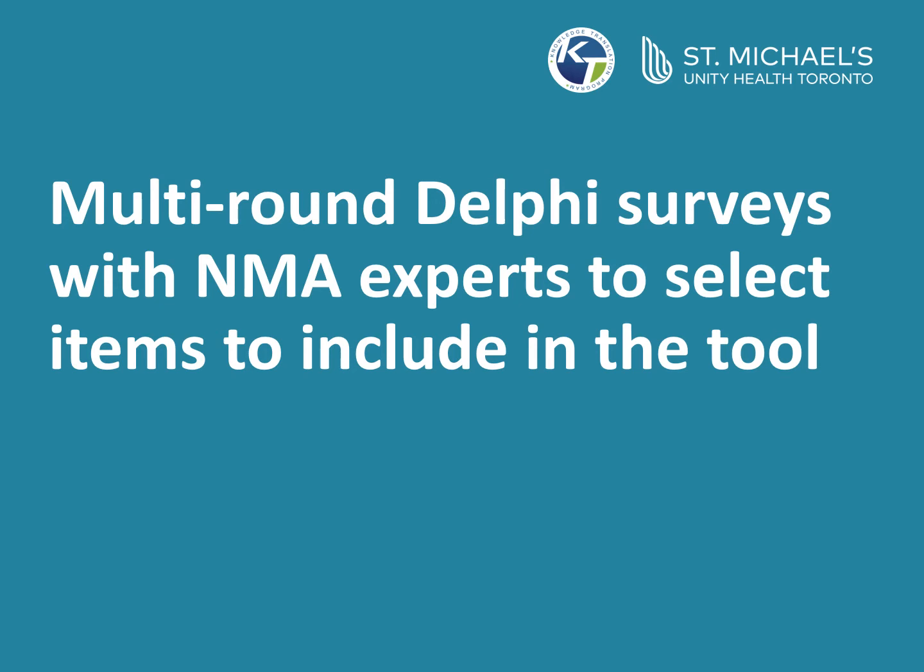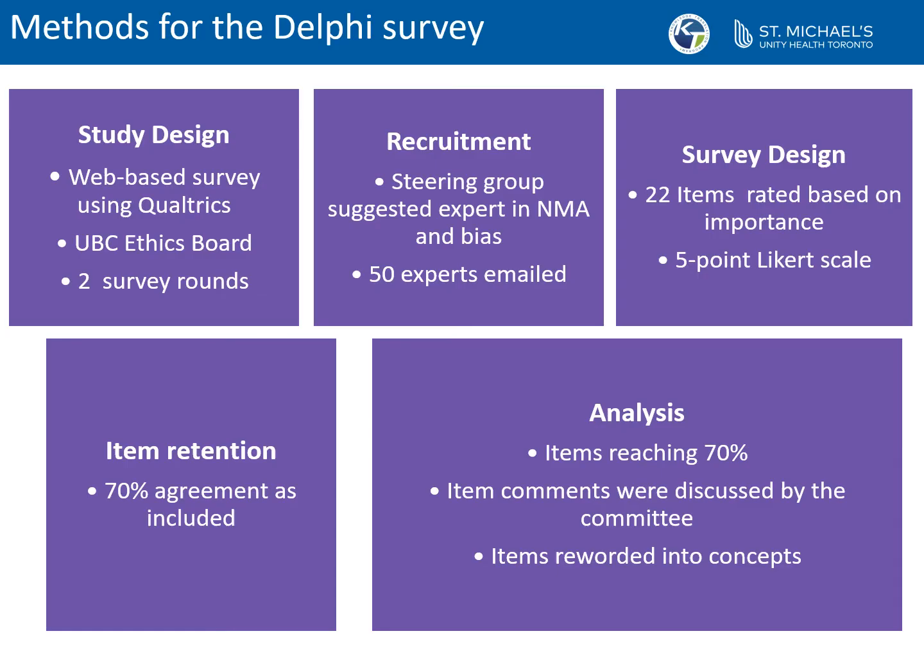So the next study we conducted was a multi-round Delphi survey with network meta-analysis experts to select items to include in the tool. The Delphi method is a consensus group method used to synthesize expert opinions when evidence is lacking, limited, or contradictory. We used Qualtrics as a survey tool and got ethics approval through the University of British Columbia. We conducted 2 rounds of surveys, and the steering group suggested experts in NMA and bias. We ended up emailing 50 experts.